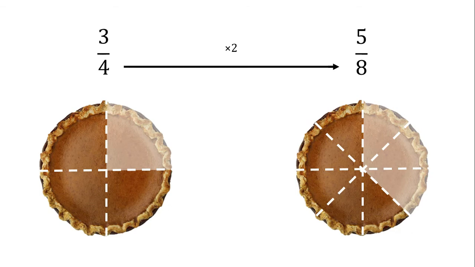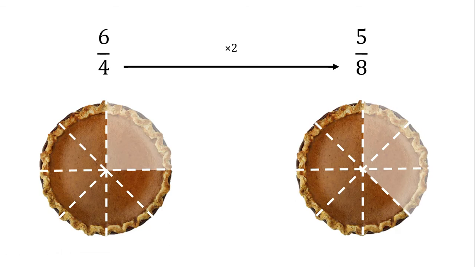Let's do it. Let's start with the slices we have. Cut that one into 2, cut that one into 2, cut that one into 2. And now our numerator is no longer 3. It's 1, 2, 3, 4, 5, 6.